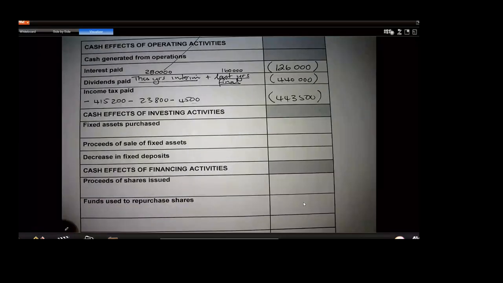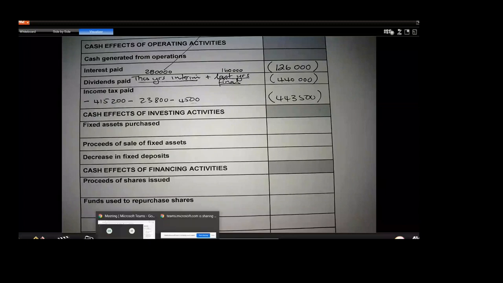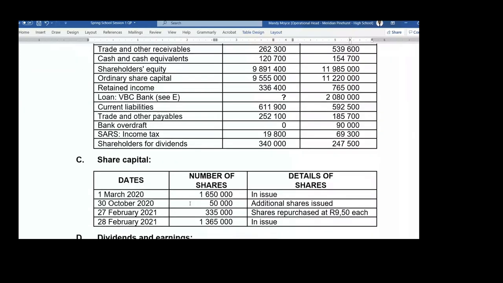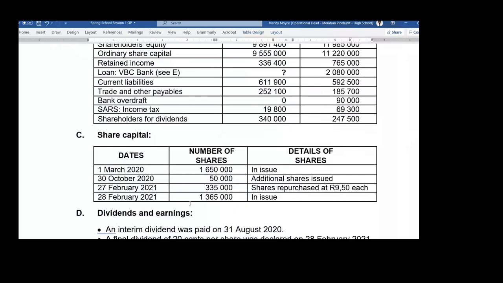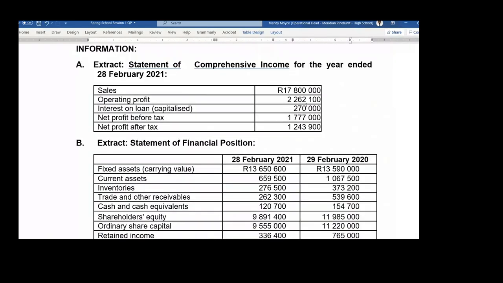Now you do activity two using exactly the same way of rationalizing this. So let's look at activity two. And you must do income tax paid. What information do we have? Do we have income tax there? No, we don't, but you should know how to calculate income tax. I've got profit before tax. I've got profit after tax. What is the difference between the two?